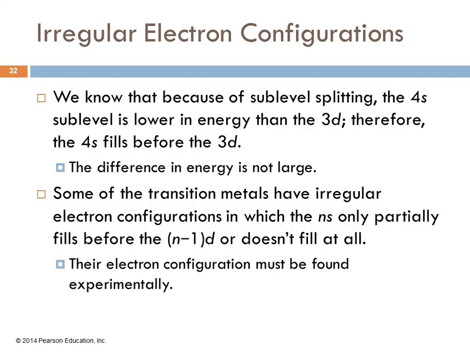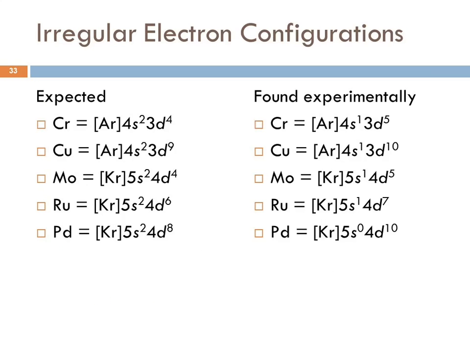So there's irregular electron configurations. The 4s is lower than the 3d, so the 4s fills before the 3d. But the difference in energy there is not very big, and so some funny things happen with the transition elements. Some of them have irregular electron configurations. So we get the ns being only partially filled before the d, or not filled at all. And those electron configurations are determined experimentally. We can kind of look at them and try to make some sense out of them.